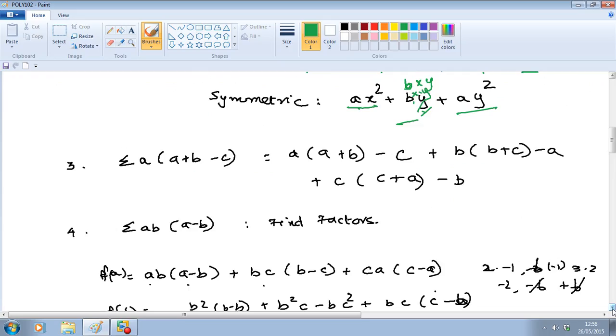So the next, sigma. What do we mean by sigma? Sigma of this we will write with a, b, and c. When we write sigma a(a + b − c), the first term is a multiplied by (a + b − c). The next term is b multiplied by (b + c − a), and plus c multiplied by (c + a − b). The terms follow a cyclic way. This is the meaning of the word sigma.